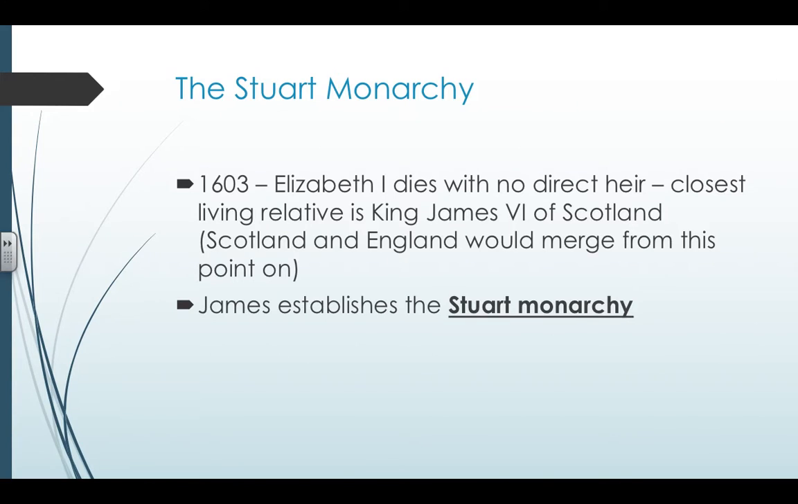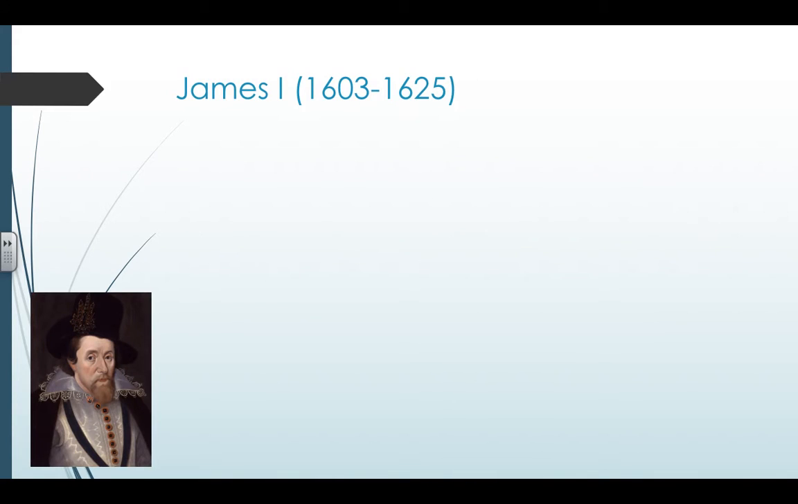So when James becomes the king, he now establishes the Stuart monarchy. Elizabeth is the last of our Tudor monarchs, and now we usher in the Stuart age. The Stuarts are going to do things differently than the Tudors, and that's where we're going to start to see some problems. So some background on James I.